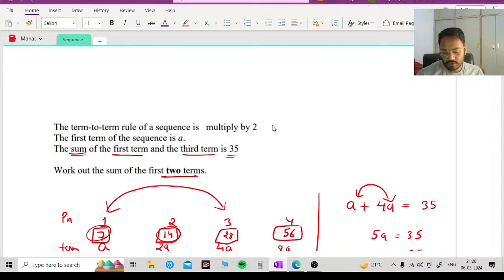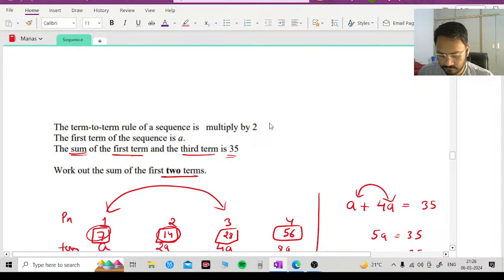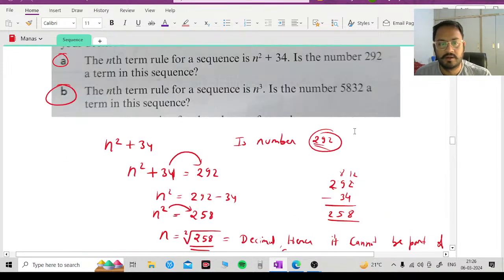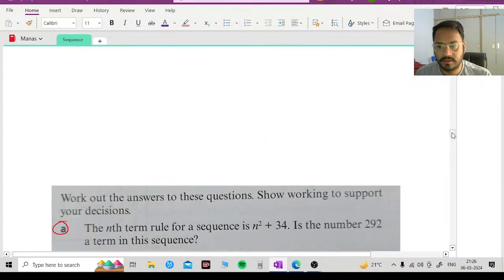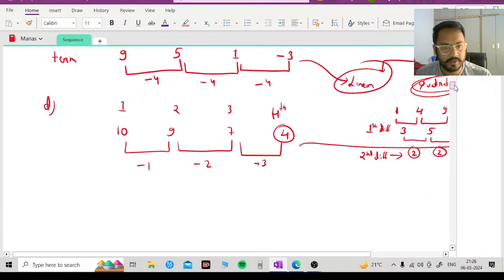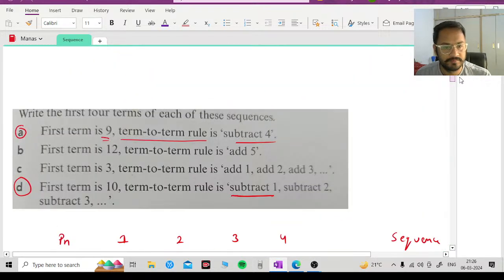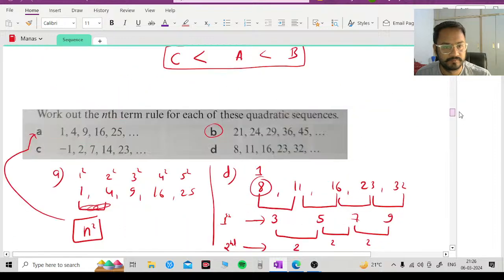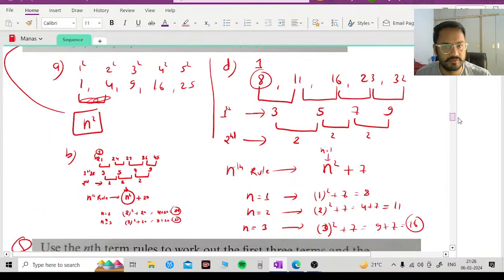Okay, so what we're going to do today is revise the topic which we have done in the last class. Quadratic sequence we have done already.